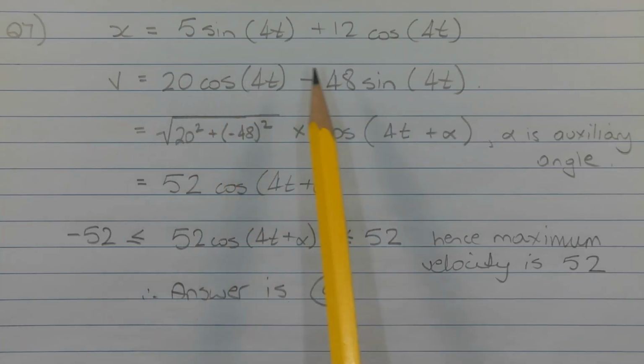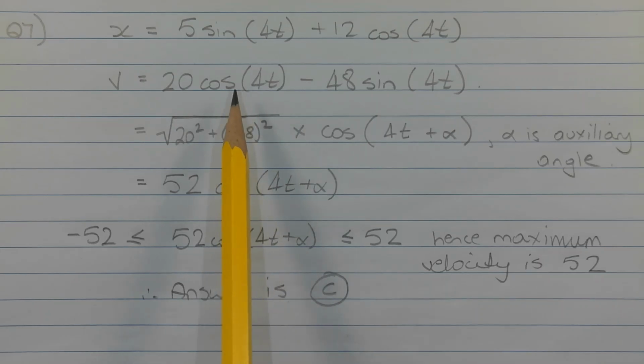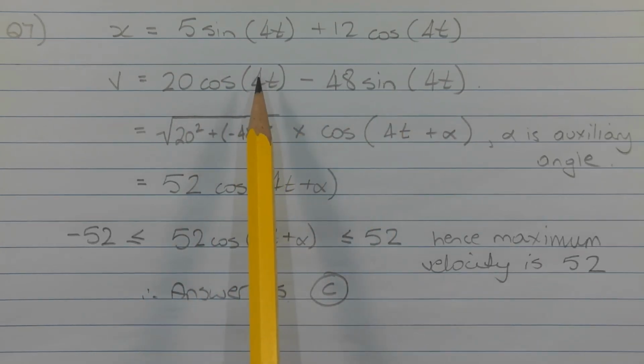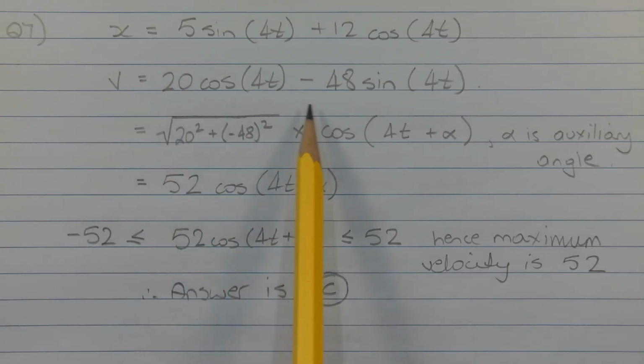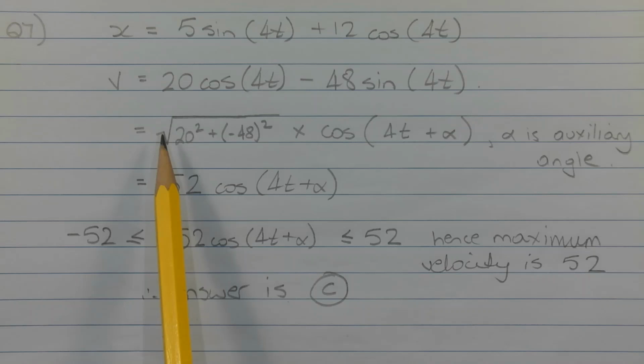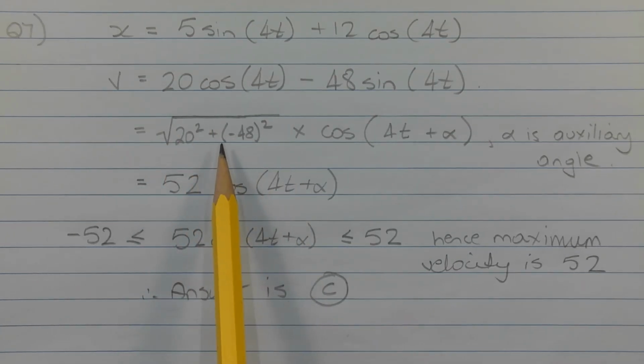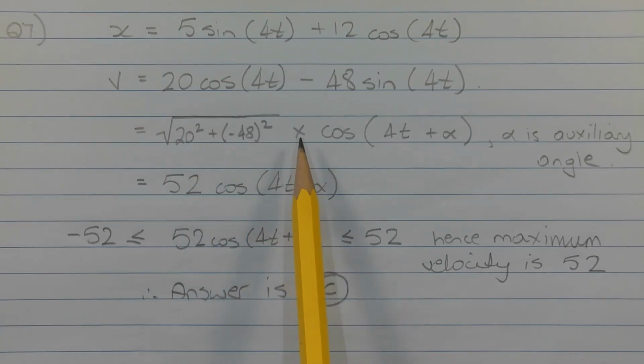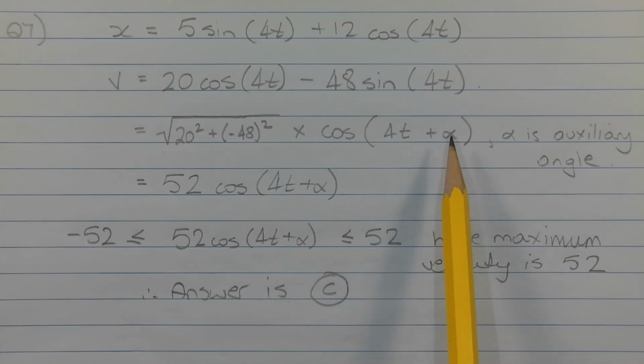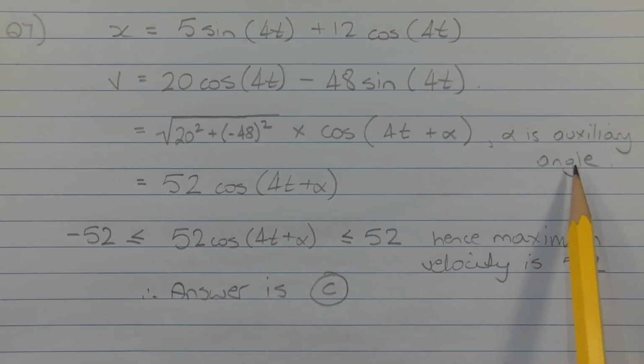Notice that we have a difference of two trigonometric ratios, namely cos and sine, where the angles are identical. So we can write this using a compound angle identity, in this case, the cosine of the sum of two angles. So we can write v as the square root of 20 squared plus negative 48 in brackets squared times cos of 4t plus alpha, where alpha is the auxiliary angle. Now we don't need to know what alpha is at this point.